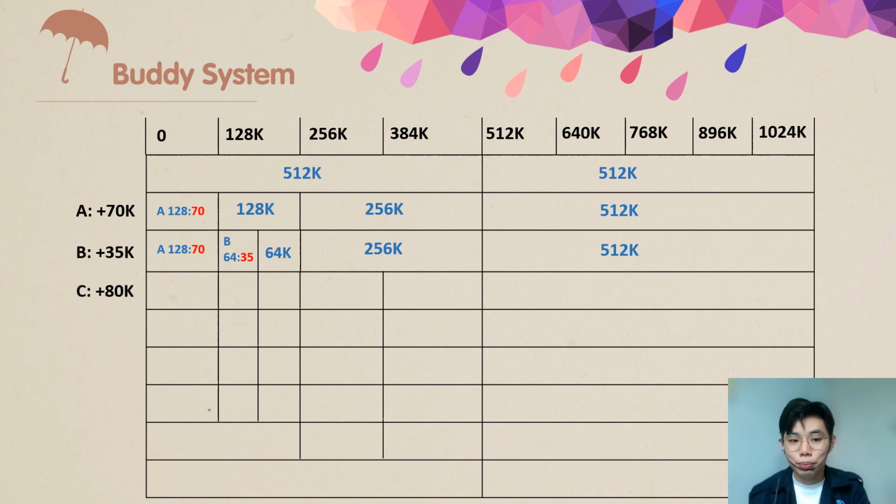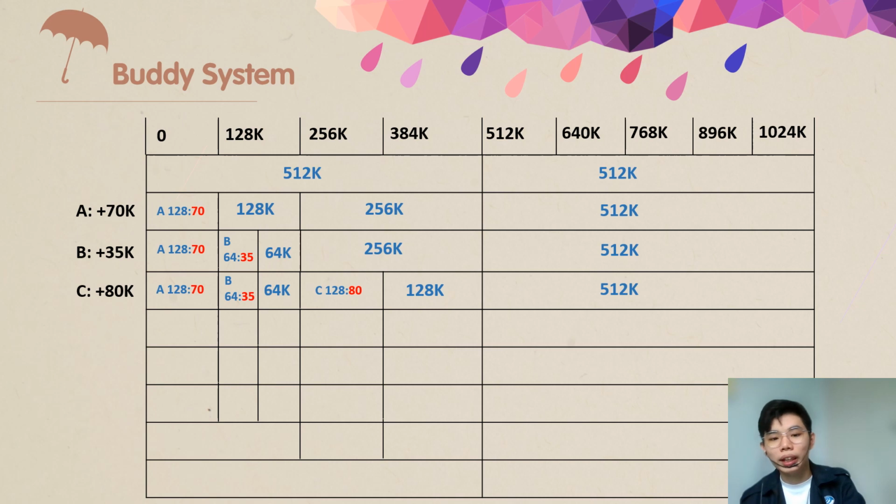Next, there's process C. Process C says I would like to use 80k to allocate this memory. 80k is just enough to cater for 2 power of 7, 128. So you need to find another 128 to cater. You can see from the third partition, I have entered this C equal to 128, 80. Which means that the 80k allocation block has been allocated in this 128 byte memory block.